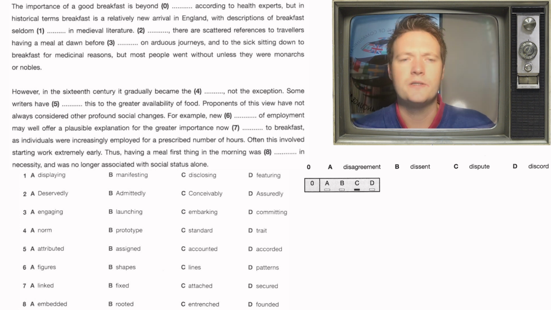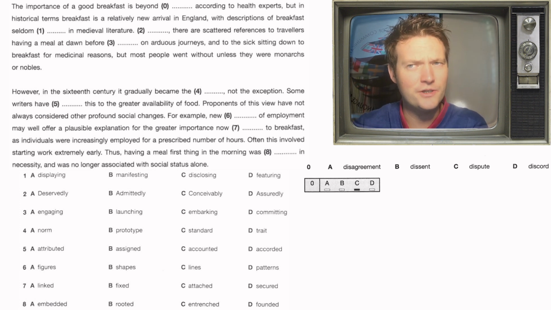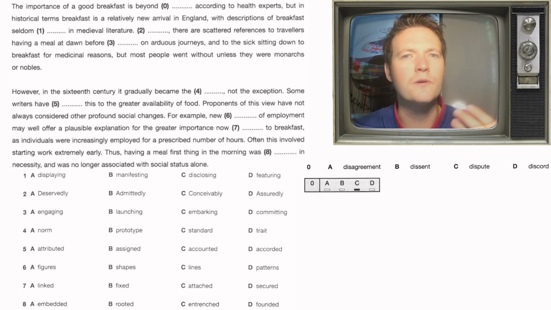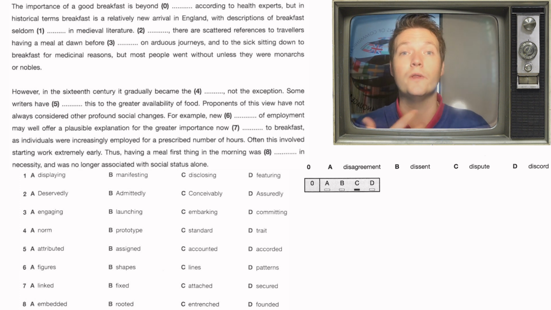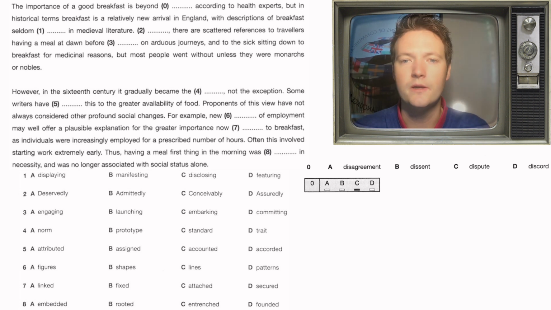Manifesting. Well, manifesting means to start showing, to show signs of existence, no? I suppose, something like that. So, descriptions of breakfast seldom manifesting in medieval literature. We talk about manifesting in terms of illnesses, don't we? That is how the illness manifests itself. You might say tuberculosis begins to manifest itself with shortness of breath or something like that. I don't know if that's true, but whatever. Coughing up blood maybe is another way in which tuberculosis begins to manifest itself. I don't think we talk about a description of breakfast seldom manifesting in medieval literature. It just doesn't sound right, does it?